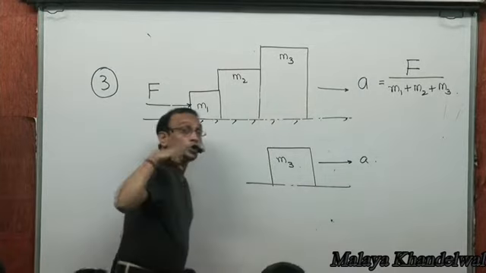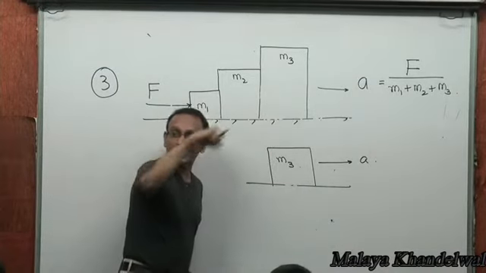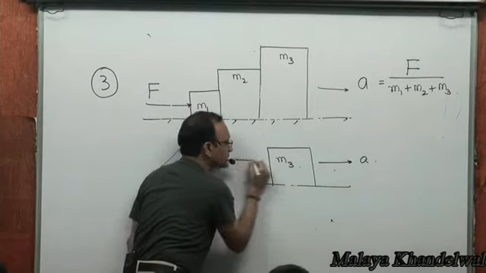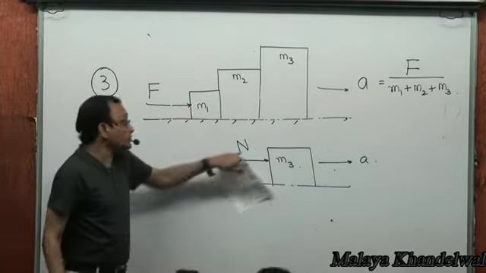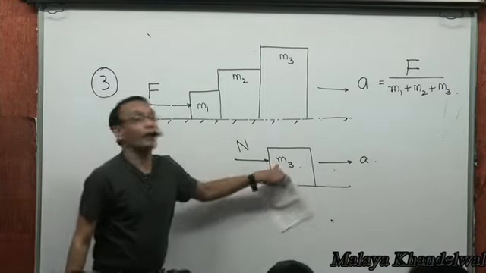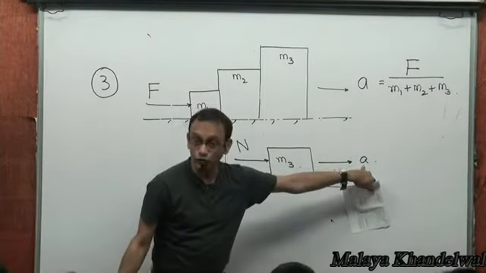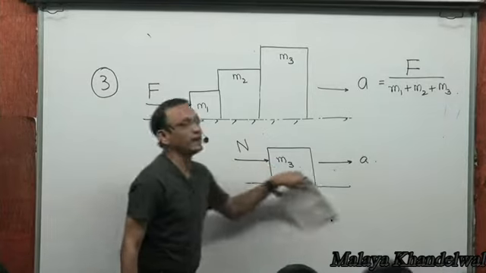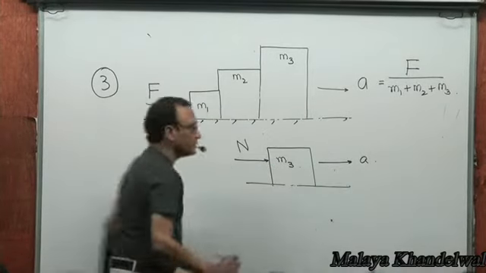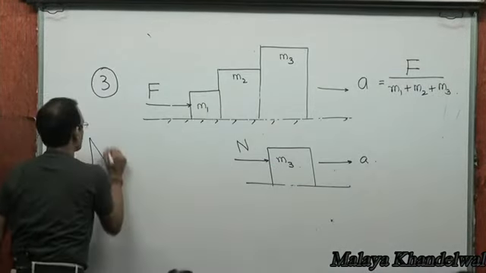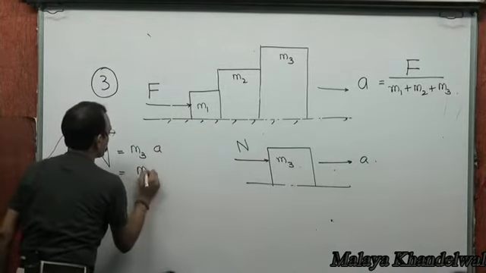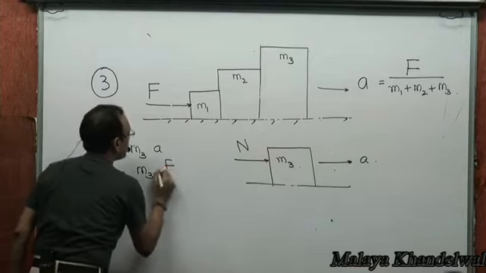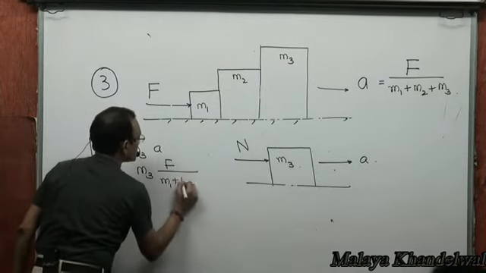Rightward. Normal forces are always pushing in character, right? So M2 will exert a normal reaction N on M3. And what would this N do to M3? It will provide M3 an acceleration A to the right. So can I not say N must be M3 into A? Right? So N, the required force, must be M3 into A, which is M3 into F divided by M1 plus M2 plus M3.